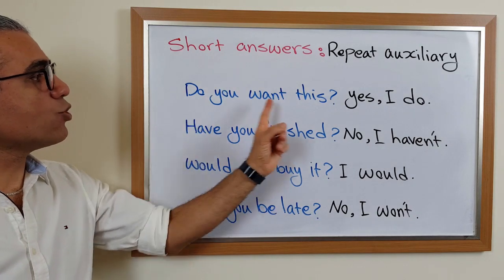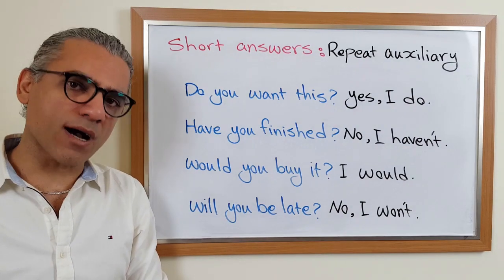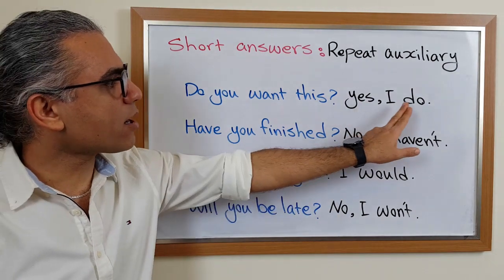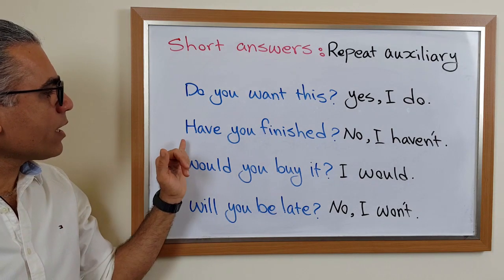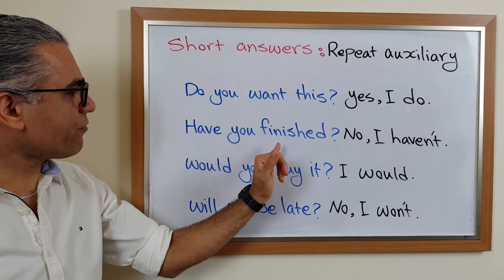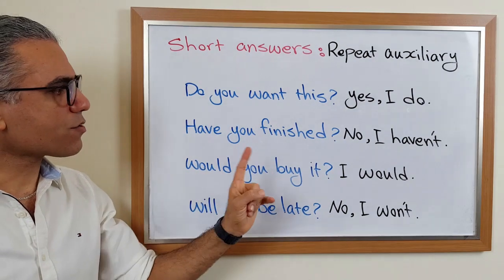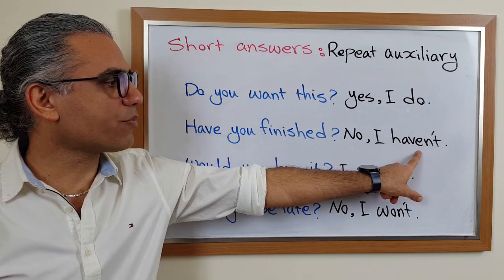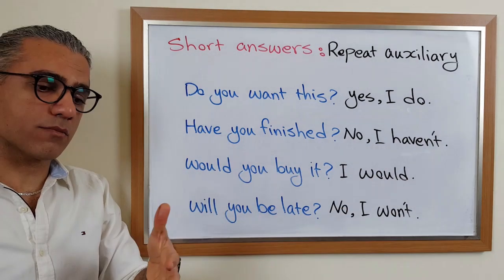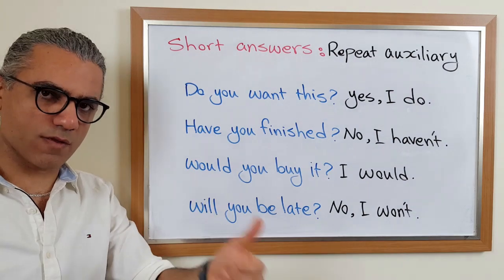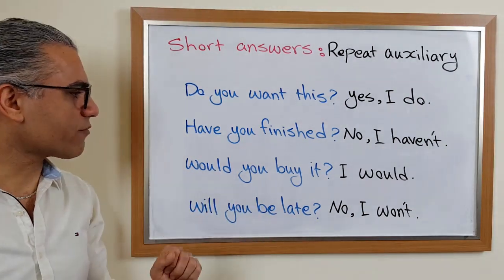For example, we say, "Do you want this?" "No, I don't, but she does." So we say, "Yes, I do" in here, for example, affirmative answer. Another example, "Have you finished?" This is a question in present perfect. So, "No, I haven't." We are repeating the same auxiliary verb or another auxiliary verb, but in the same tense, like "have" or "has." It depends who you are talking about, obviously.